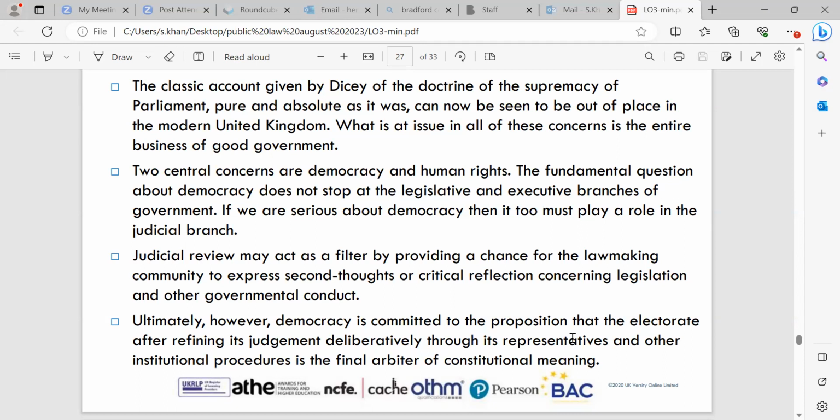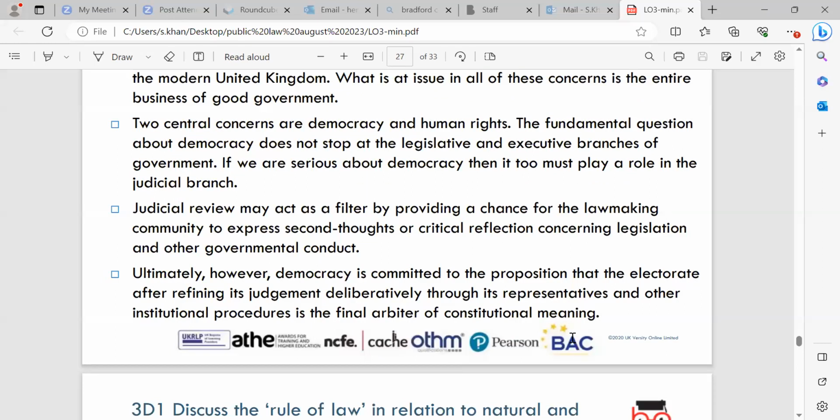The fundamental question about democracy does not stop at the legislative and executive branches of government. If we are serious about democracy, then it must play a role in the judicial branch. Judicial review may act as a filter by providing a chance for the lawmaking community to express second thoughts or critical reflection concerning legislation and other governmental conduct. Ultimately, however, democracy is committed to the proposition that the electorate, after refining its judgment deliberately through its representatives and other institutional procedures, is the final arbiter of the constitutional meaning.